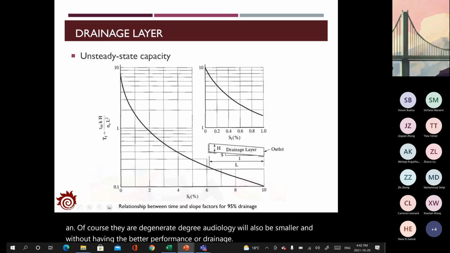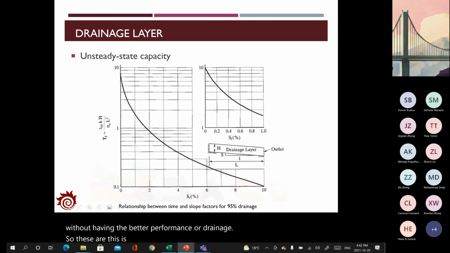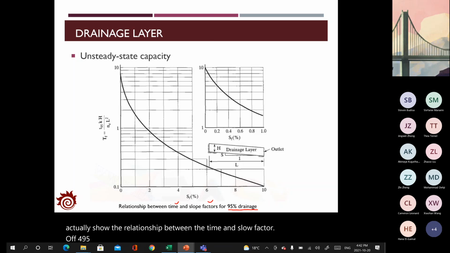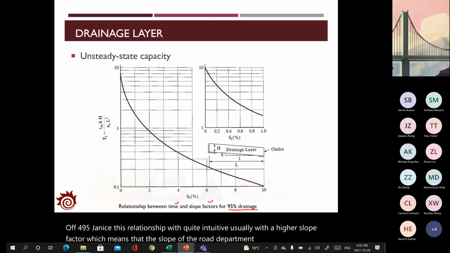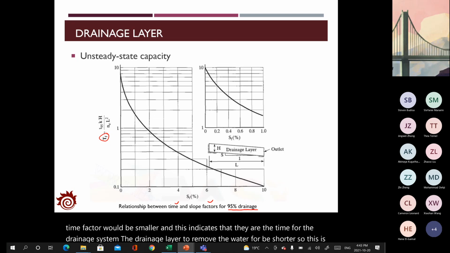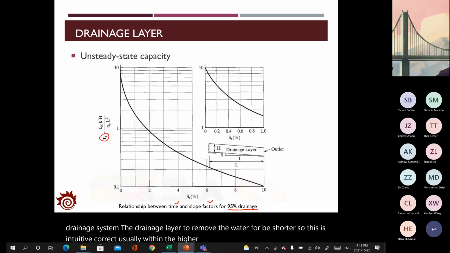So the previous figure shows the general case, and in this figure we can actually show the relationship between the time and the slope factor for 95% drainage. This relationship is quite intuitive. Usually with a higher slope factor, which means that the slope of the road, the pavement, is higher, then the time factor would be smaller. And this indicates that the time for the drainage layer to remove the water will be shorter. So this is intuitively correct. Usually with the higher slope, you can remove the water faster.